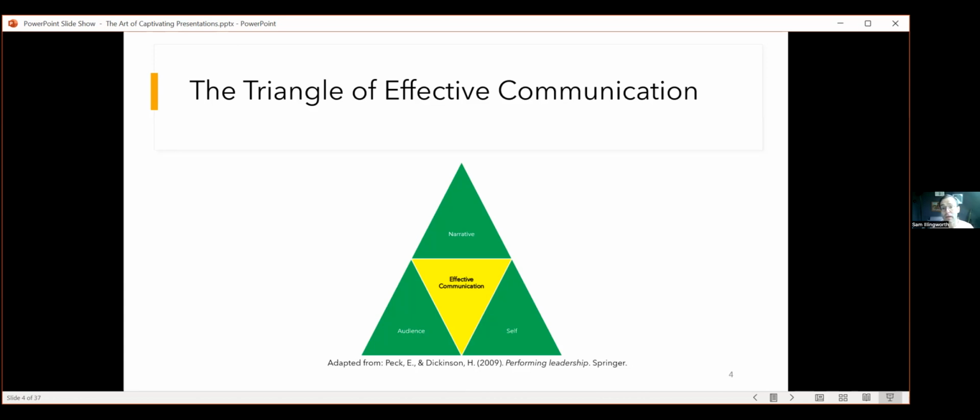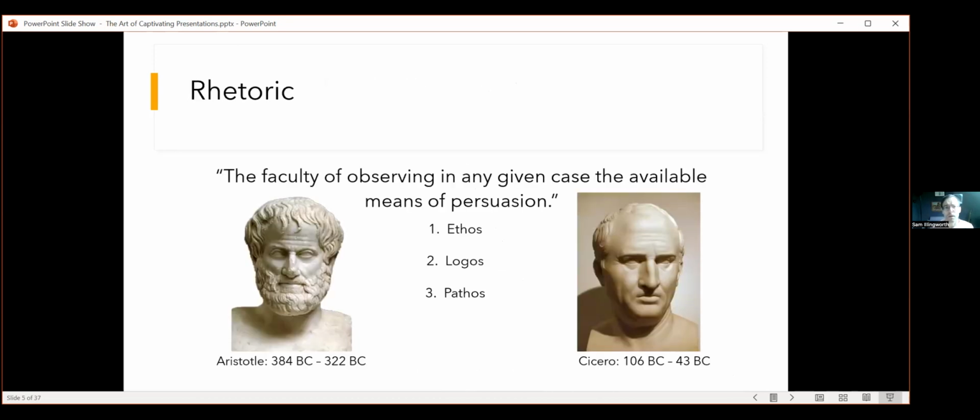And as with any triangle, if you don't have all of these elements, then the whole thing collapses. So we need to always think about narrative. We need to always think about audience. And we need to always think about self. And when we have these three things together, we have effective communication. And we can see that these are true whether we're giving a presentation to several thousand people or we're in a one-on-one conversation with a supervisor or a line manager. We need to always think about these three things. So let's go through these in turn.